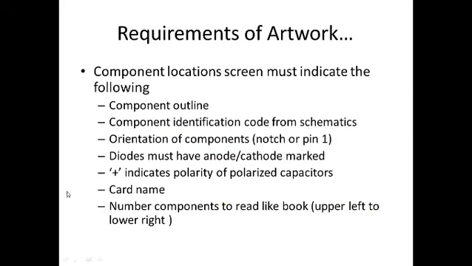Then next, now about the silk screen we are going to place on the PCB. For that, what are the different rules of the artwork that are required is given there. Component locations must indicate the following. It should give you the outline of the component. The outline will give you exact information about the size of the component. The outline must be present there.